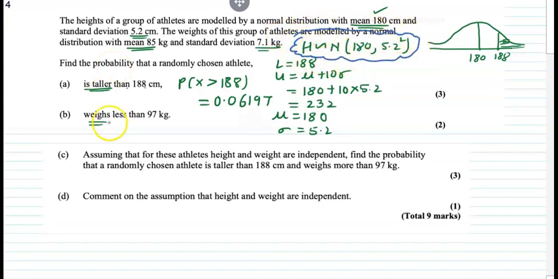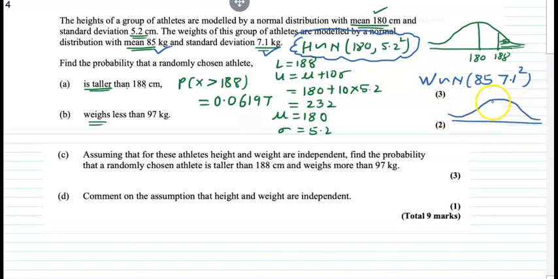Now next one is for weight. For weight we have another normal distribution curve. So weight is normally distributed and here it is given 85 and 7.1 squared. Okay, so in this case what will happen if we draw a bell-shaped curve? This is mean value, that is 85. Okay, and they are saying weight less than 97 kg. So less than 97 kg means we are talking about this area, less than 97, the whole area.